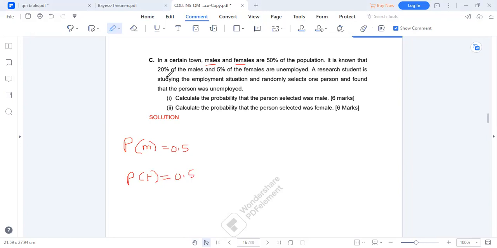Then it is known that 20% of the males and 5% of the females are unemployed. So that is conditional probability. This is called the prior, which is adding up to 1.